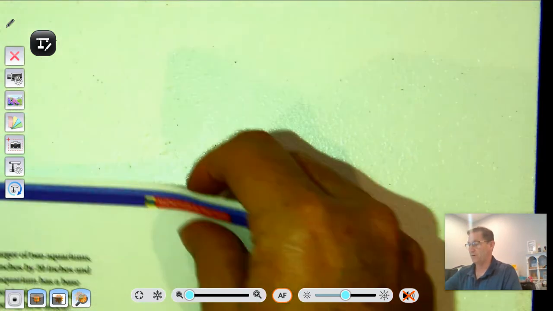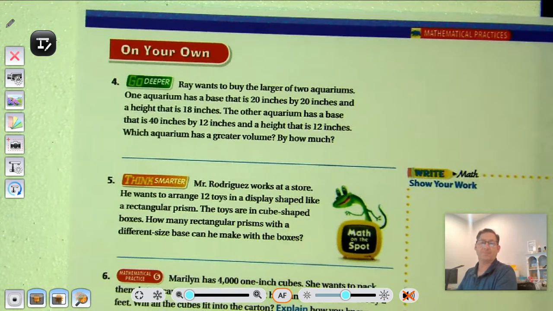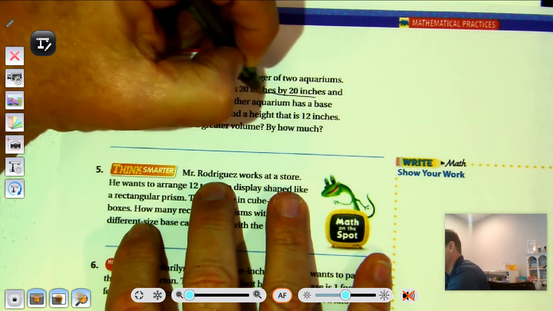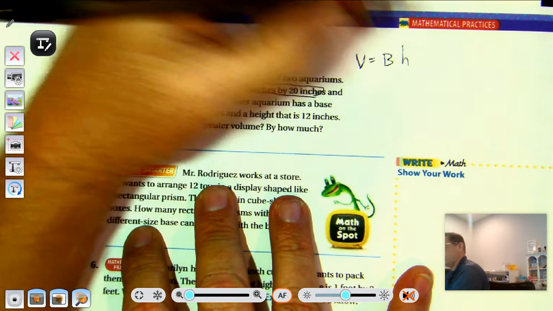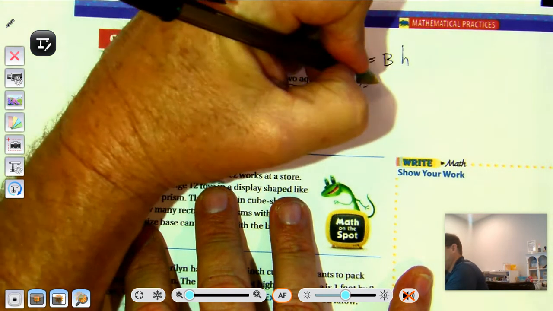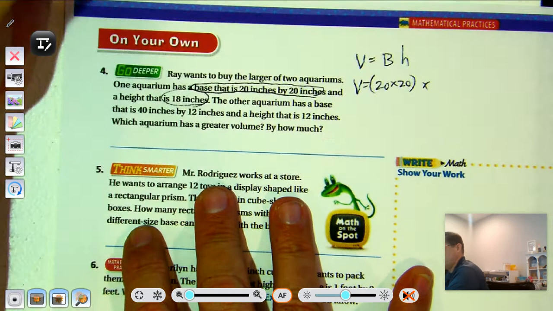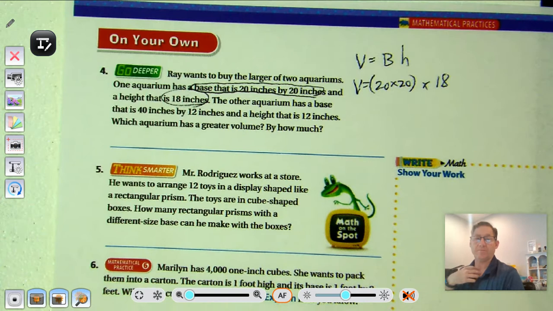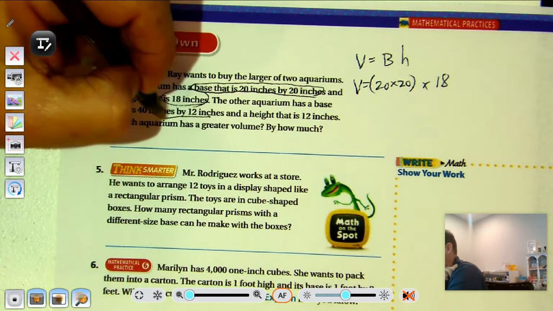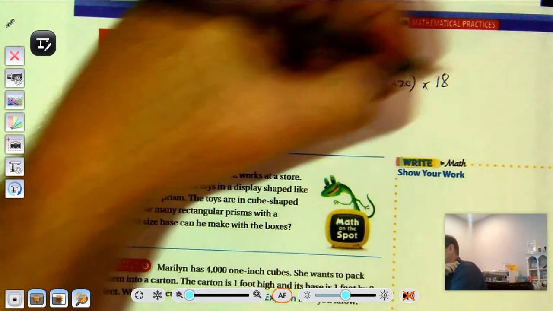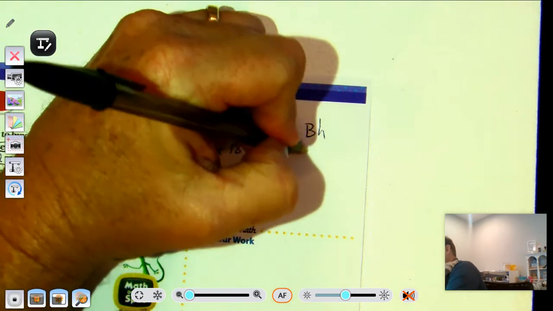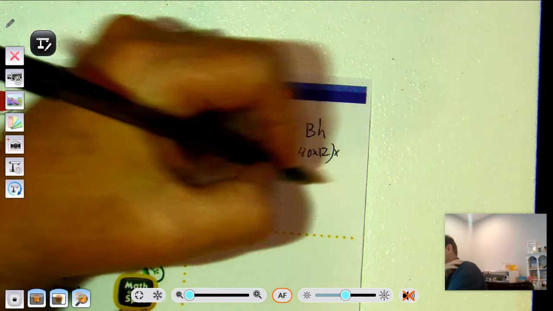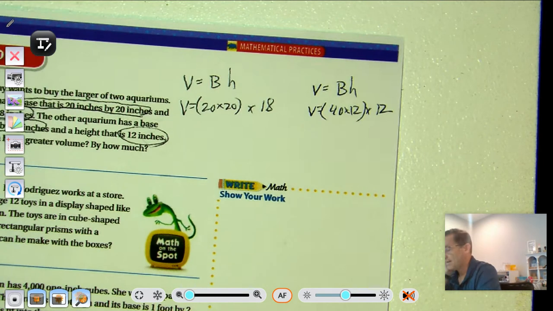Number 4. Ray wants to buy the larger of 2 aquariums. One aquarium has a base that is 20 inches by 20 inches and has a height of 18. So if we're looking at this one, base times height, so the base of his is 20 times 20 times 18. Okay, so that's one aquarium. The other aquarium has a base that is 40 by 12 and a height of 12. So the other one is 40 times 12 times a height of 12. Okay. And so which aquarium has a greater volume? And then by how much?